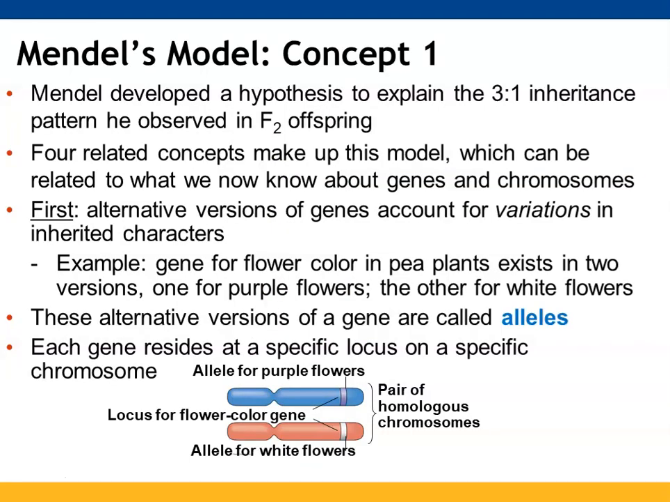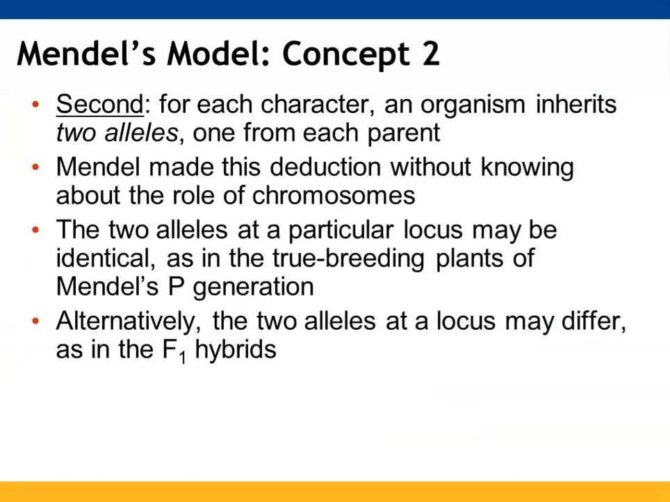So Mendel's hypothesis to describe that 3-to-1 ratio was based on 4 concepts. The first one is that we have alternate versions of genes, which are what are going to allow us to have variations in our characters, and these alternate versions of genes are known as alleles, and they are located at specific loci on chromosomes. So your homologs each are going to contain a locus for the flower color gene with these Ps.